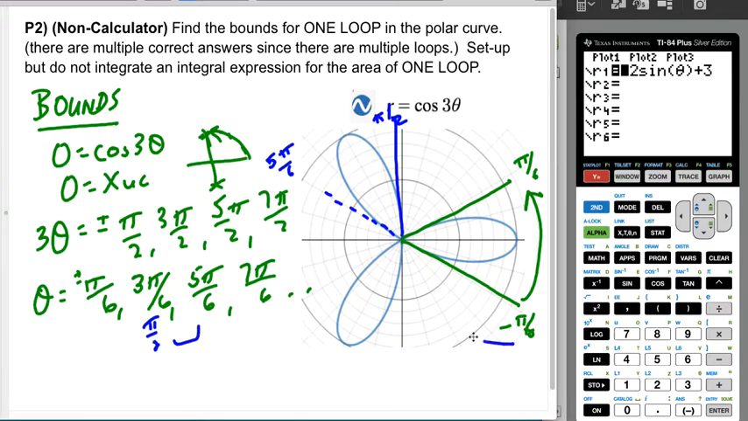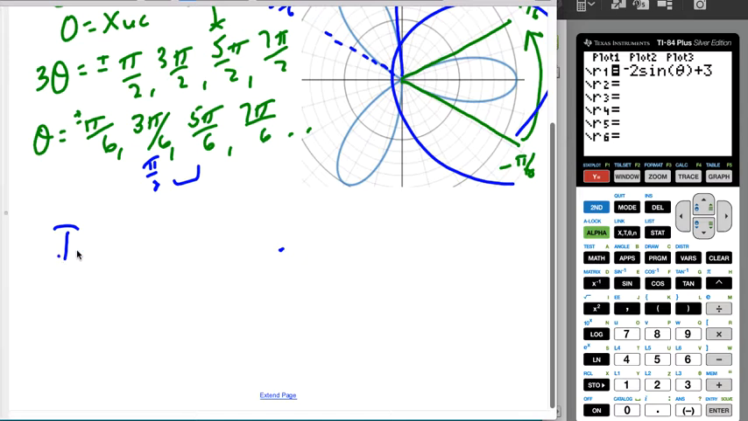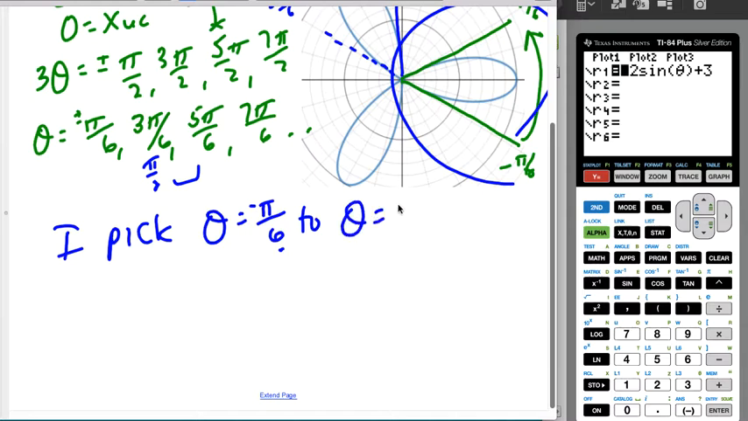I don't care which one you pick. I'm actually going to pick this one, but it doesn't matter which one you pick. So in this case, I pick theta is negative pi over 6 to theta is pi over 6, but you could have picked other options.